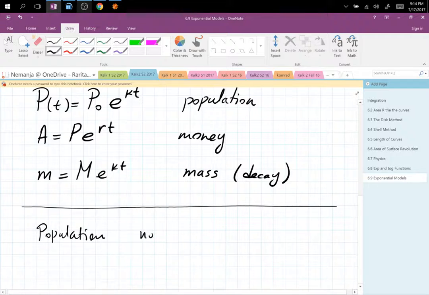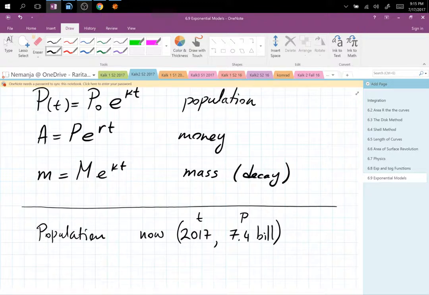So to work on population, I'm going to say that now, which is year 2017, so that's the t, we are looking at the population value of 7.4 billion people. Now I'm going to say over here, world population in, let's say, 1980.